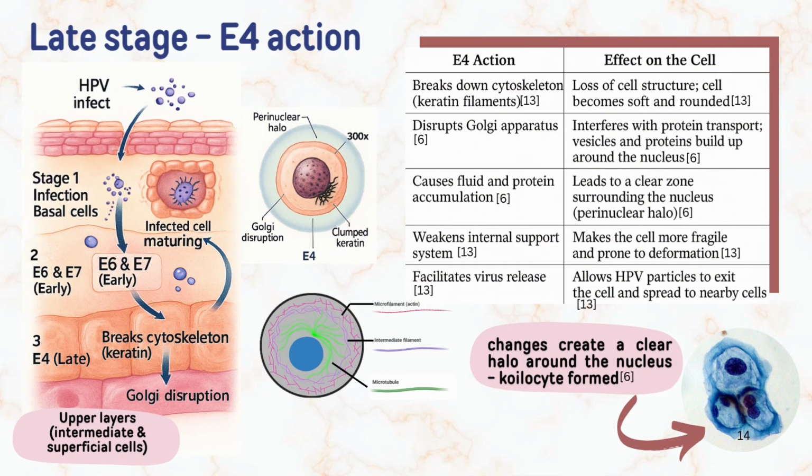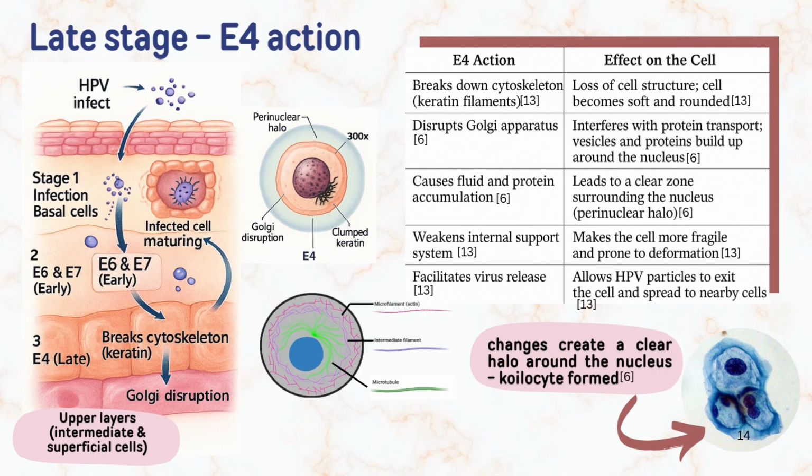E4 also facilitates the virus release. This is a final move by the virus. By weakening the cell's internal structure, E4 makes it easier for HPV particles to exit the cells, so it can spread and infect nearby cells. And all of these changes, nuclear damage from E6 and E7, and cytoplasmic destruction from E4, combine to form what we see under the microscope, a koilocyte.